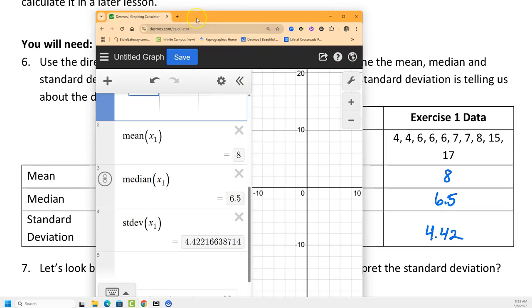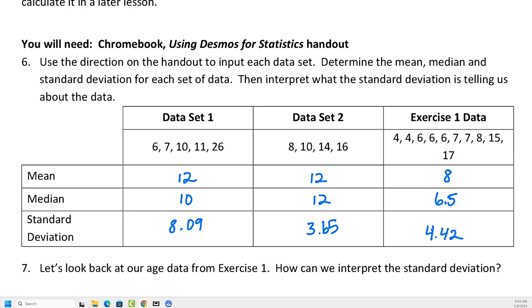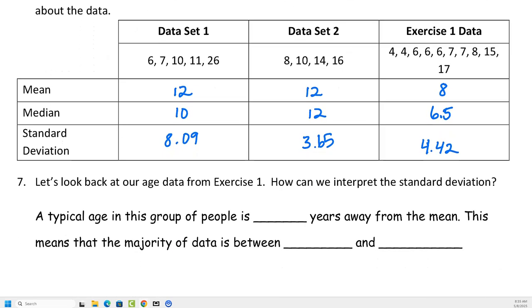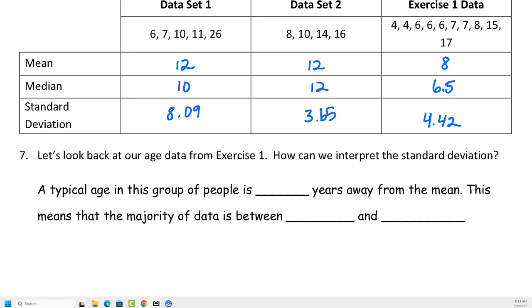Okay, are we good with that? Okay, I'm going to put this over here. And remember, we're going to review calculating standard deviation here over the next several days. All right, let's look back at our data from exercise 1, which I have right there up above. How can we interpret the standard deviation? So it says here, a typical age in this group of people is 4.42 years away from the mean.